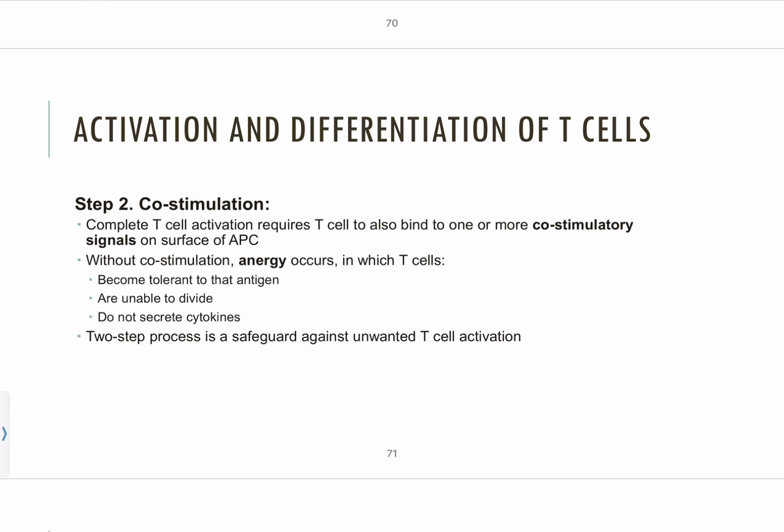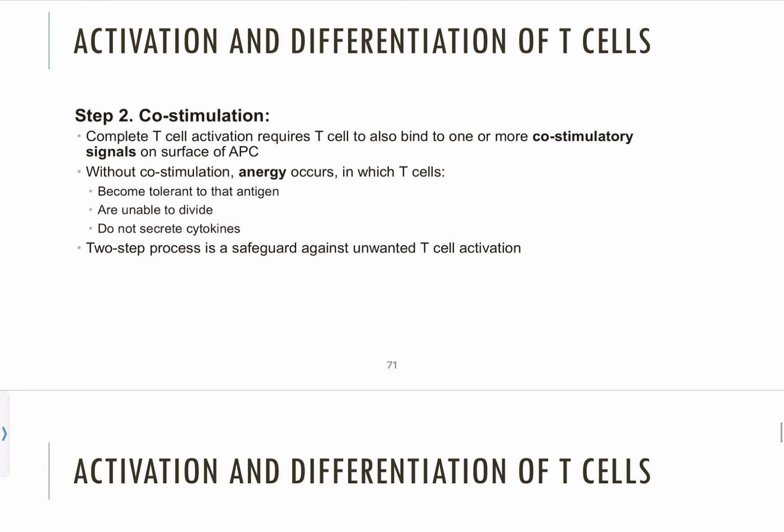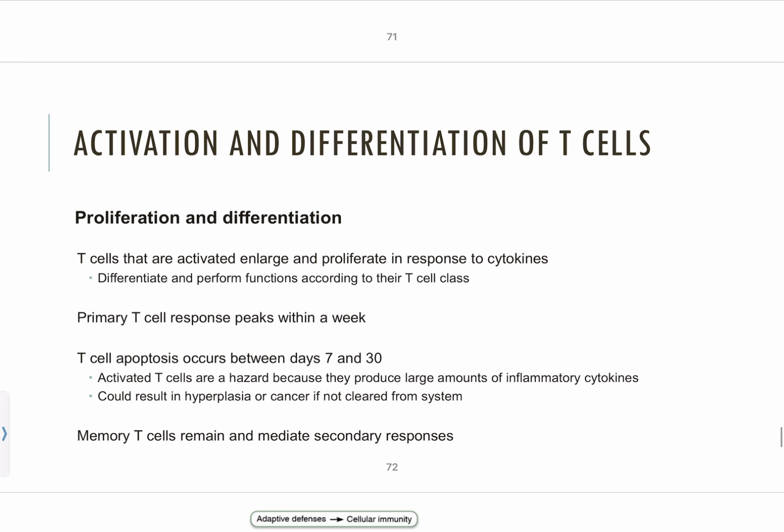Without co-stimulation, this T cell is going to enter into a state of anergy where it becomes unresponsive and it cannot divide or secrete any cytokines. So this is a really important safety mechanism to help prevent autoimmune responses. If both of the signals are present, the T cell is going to become fully activated. It's going to enlarge. It's going to undergo clonal expansion, meaning that it's going to rapidly divide to form many identical effector and memory T cells.